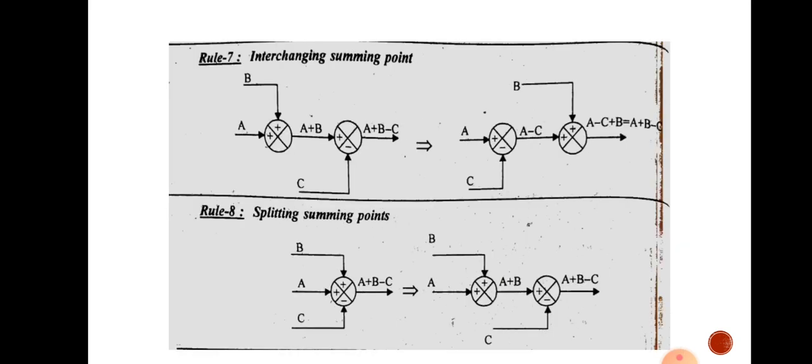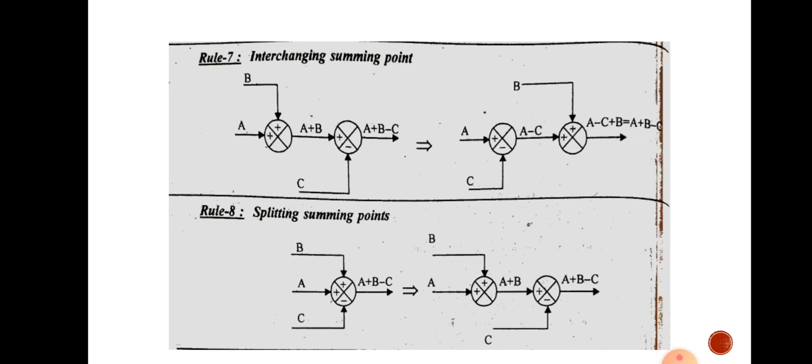And next is the interchanging summing point we have discussed, and next is the 8th rule, that is splitting summing point. And here 3 inputs A, B and C are given to the summer, and A and B are given to the positive terminal and C is given to the negative terminal, so that the output of the summer will be A plus B minus C.